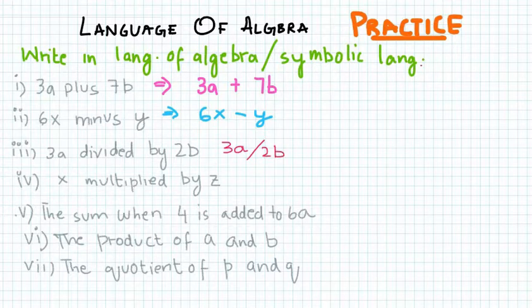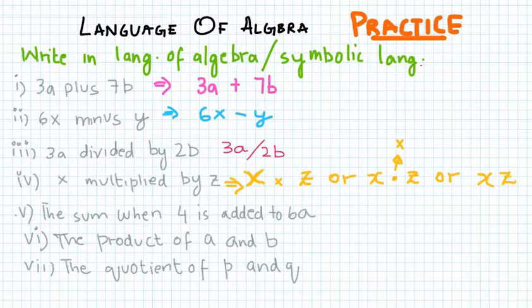X multiplied by z. We write x this way, x multiplied by z, or you can write as x dot z. So dot is basically multiplication in algebra, or if there is no sign present between different values, then it is considered that there is multiplication.